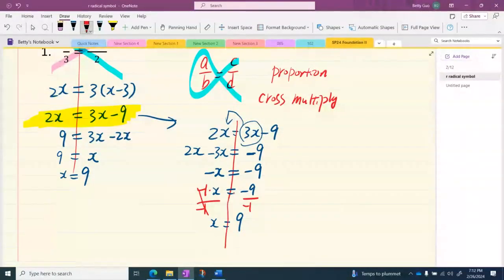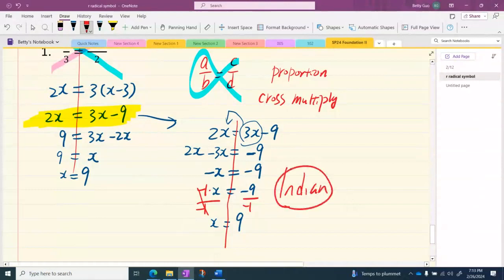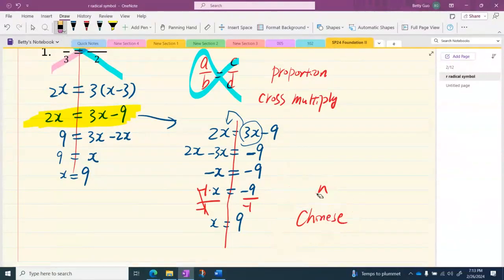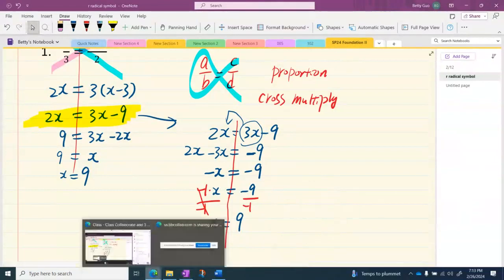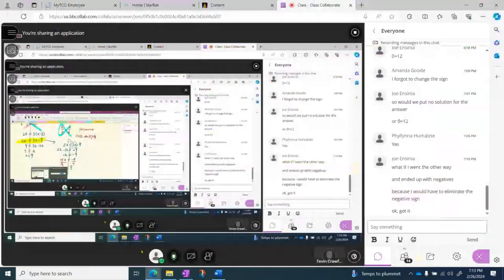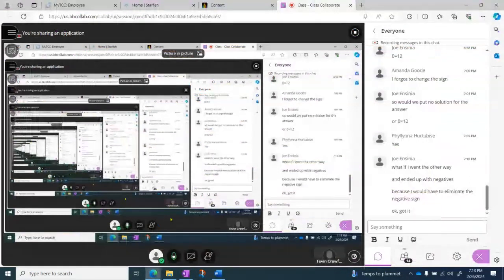Try playing with it. It's a very convenient method, transposition of terms. I believe if you had an Indian math teacher in school before, your Indian teacher taught the same method, and my Chinese teacher taught the same method. The American textbook doesn't have that method for some reason. Okay, got it, because I would have to eliminate the negative sign. Yes, you would have to eliminate the negative sign.